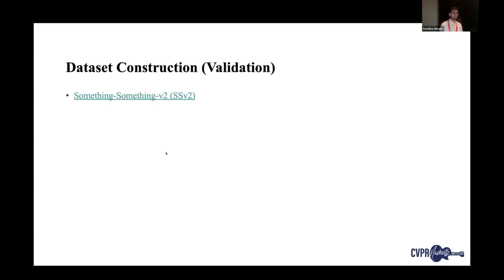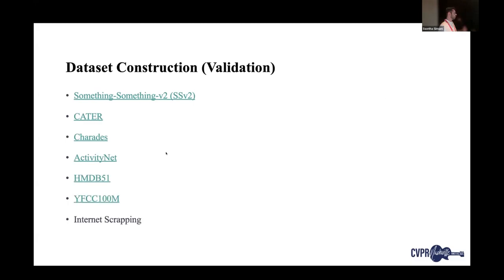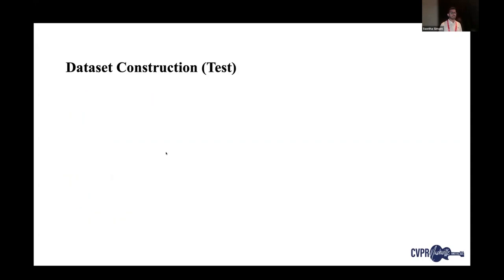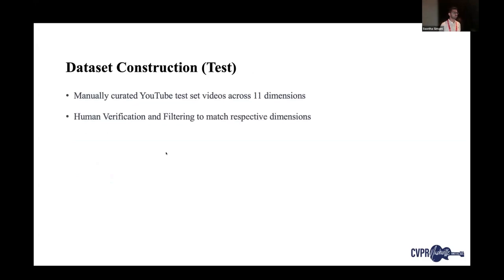For the validation dataset, we composed our dataset from some of the existing famous benchmarks, for example, Cater, Charades, ActivityNet, HMDB, and then YFCC. Nearly 40% of the dataset was composed from internet scraping, YouTube videos, and open license videos. For the test set, the entire dataset was collected from scratch and manually curated from YouTube across the 11 dimensions. So we have a pretty independent and balanced subset when it comes to the test set.